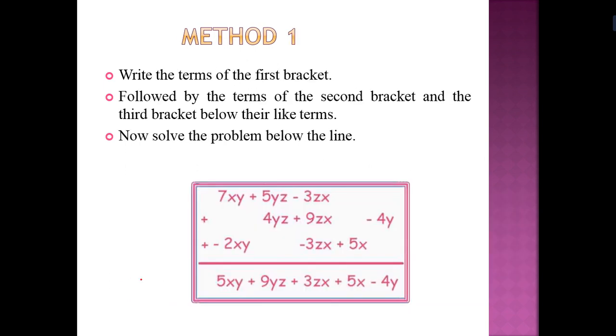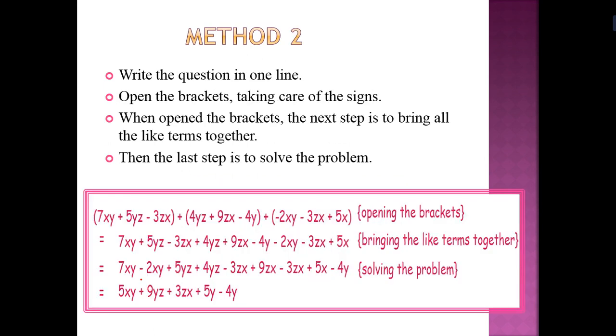So the first method is called vertical. Now the second method is called horizontal. Write the question in one line, open the bracket taking care of sign. When you open the bracket, the next step is to bring all like terms together. So we can do only addition and subtraction of like terms only.